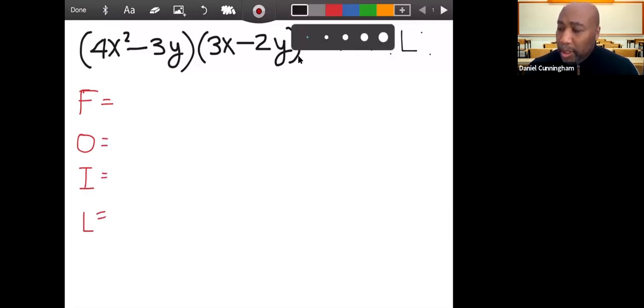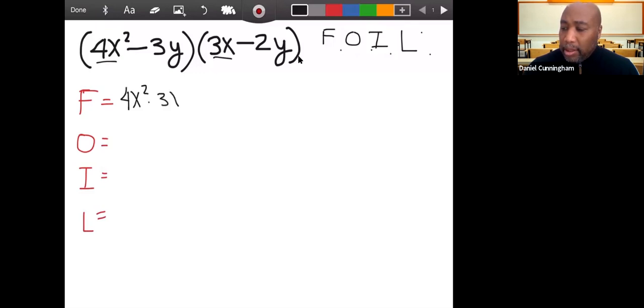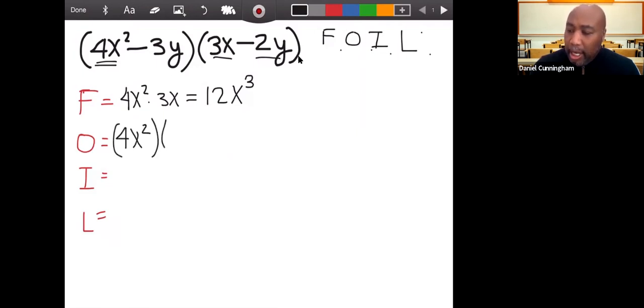The first will be here, the 4x squared and the 3x. So that's 4x squared times 3x, which gives me 12x to the third power. Remember that with 3x, there's an invisible one as an exponent for that x. You don't see it, but it's there. The outer will be the 4x squared and the -2y. So I have 4x squared times a -2y. That gives me a -8 for the coefficients, x squared by itself, and then y.